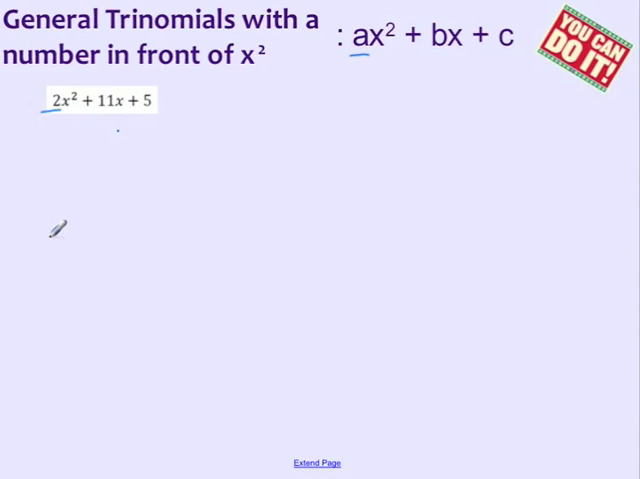My a is 2. So what I need to do is go ahead and take, like we did before, your a times your c term. So we have our a times our c term. In this case, it's 2 times 5, which gives you 10. Okay, so I have my 10, and I say what multiplies to 10 but adds to our b term, has to add to that 11.